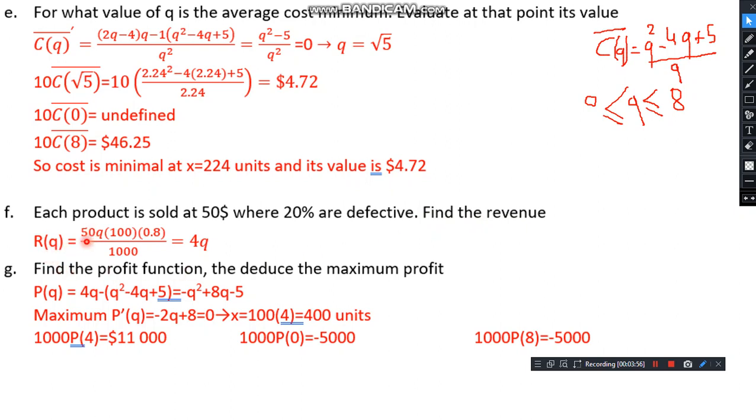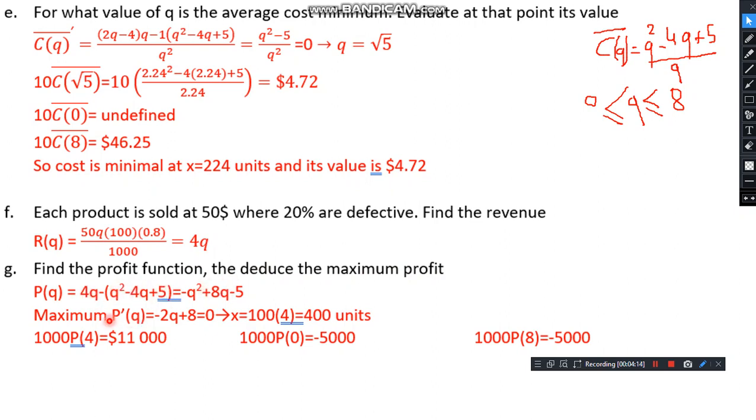So revenue is the price as it is times Q. Q is in 100 times 0.8, and the revenue is in 1000 divided by 1000, so it's 4Q. Find the profit function, then deduce the maximum profit. Profit is revenue minus cost. This is the revenue, this is the cost.